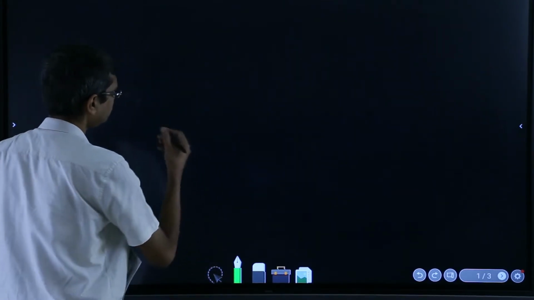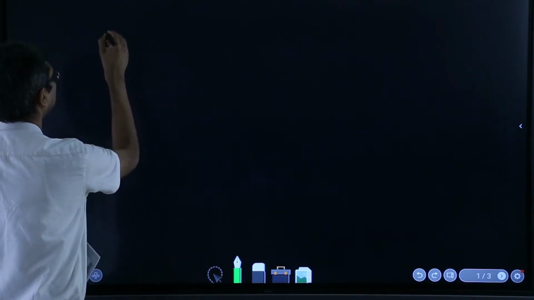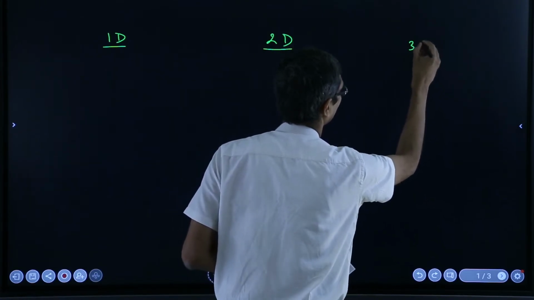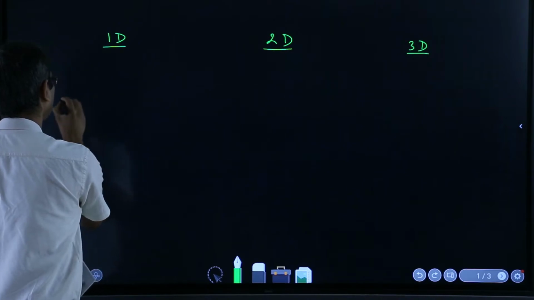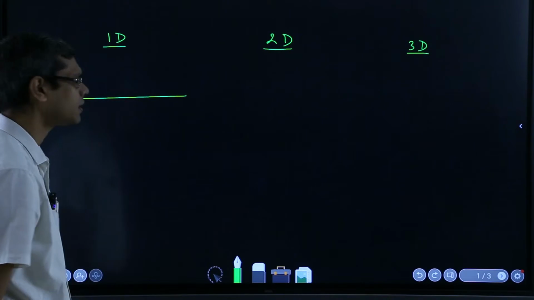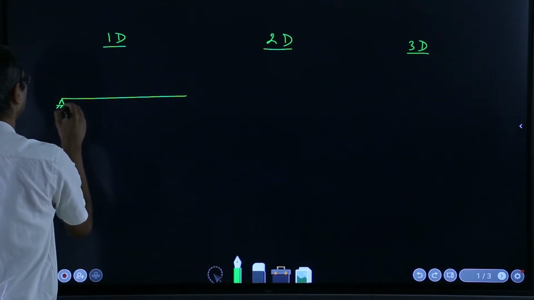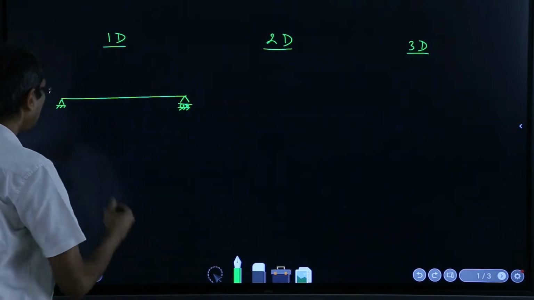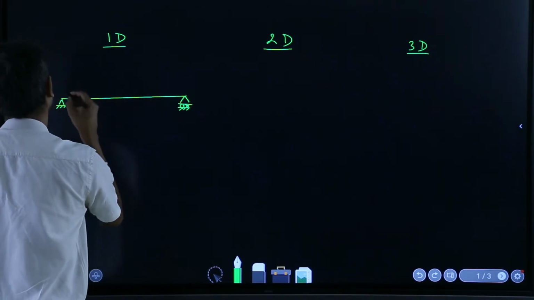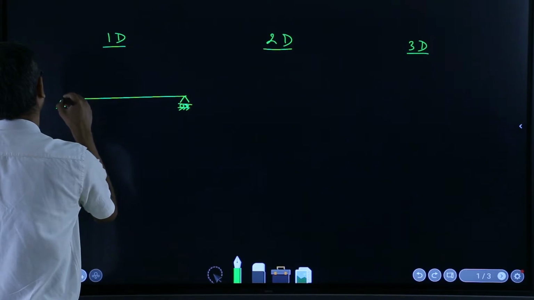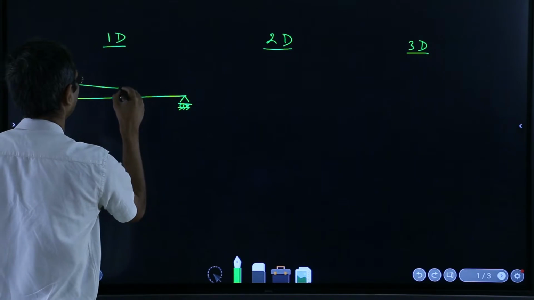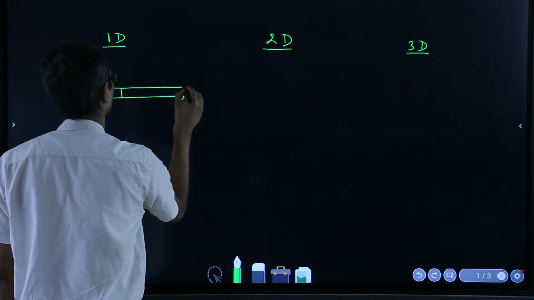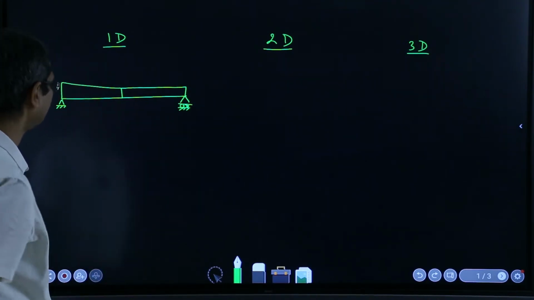Now what it means is, suppose you have, I'll discuss in terms of 1D, 2D, and 3D. In 1D, suppose you have a line like that. It could be a beam. Maybe we have a beam which is represented by a line for simplicity, and on that you have some structure. Some construction we have made, and we are looking at the weight of this.